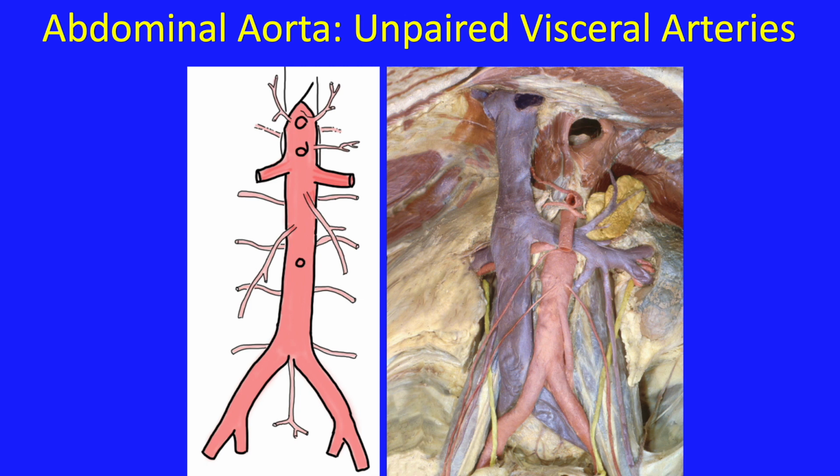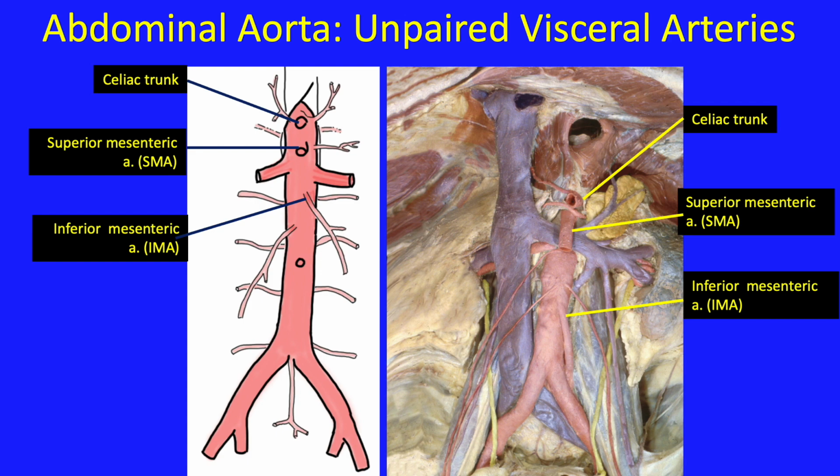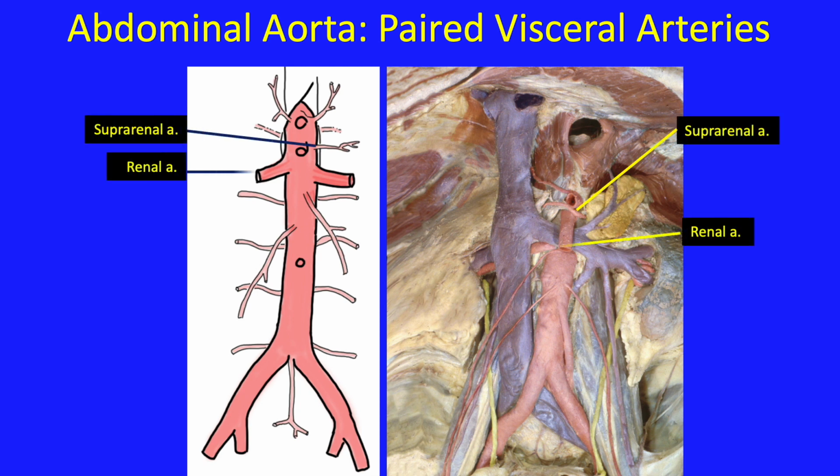On the left panel, I made a drawing of the abdominal aorta, and on the right, an actual dissection of the aorta is shown. This dissection was made by Dr. Brana Vidic in the late 1970s. As a review, we again list the unpaired visceral arteries, the celiac trunk, the superior mesenteric artery, and the inferior mesenteric artery. Next, I label the paired visceral arteries, the suprarenal, the renal, and the gonadal arteries.